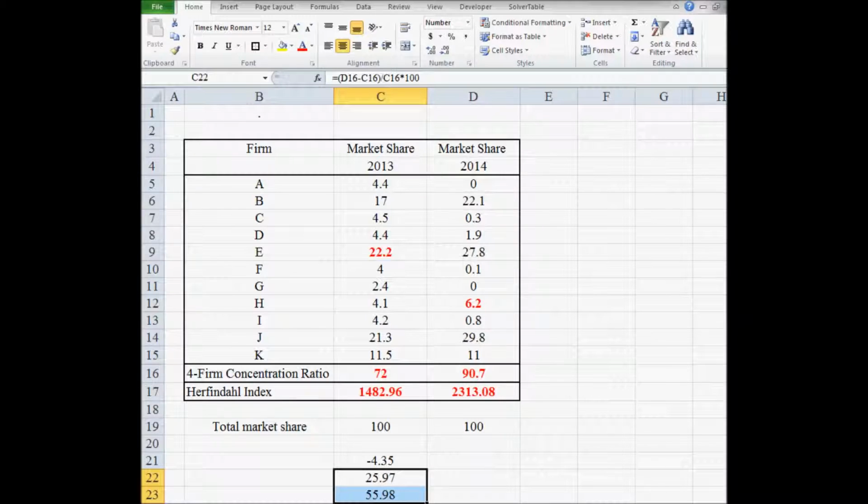The Herfindahl index increased by 55.98%. How did I calculate that? The Herfindahl index is 2313.08. It was 1482.96. So you take that difference, divide by what it was, multiply by 100, and you get 55.98.